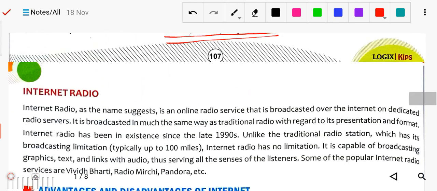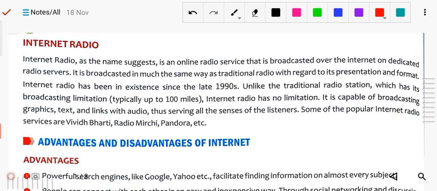Like internet TV, where we are watching TV programs, here we will listen to radio programs. Internet radio, as the name suggests, is an online radio service broadcast over the internet on dedicated radio services. Radio services means we are accessing radio channels like FM radio, FM Gold, Radio Mirchi. We can access the programs broadcast on the radio on mobile phones or computers through the internet.